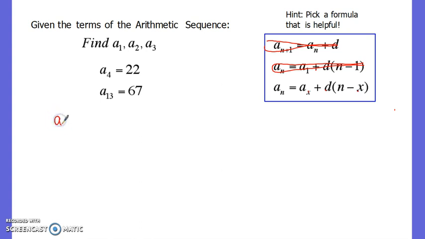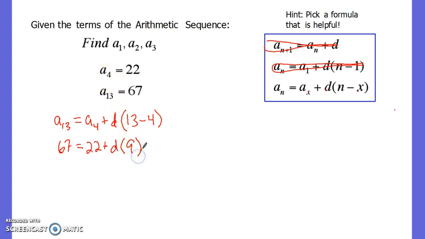If I plugged a sub 13 in on the left, and a sub 4 in on the right, I'm going to add the common difference, which unfortunately right now I don't know yet because I don't have two consecutive terms. But I can say that I'm looking for step 13, starting from step 4. And basically, if I plug in what I know, 67 will be step 13, 22 is step 4. Again, I don't know the common difference, but I do know they're 9 steps apart, 13 minus 4.